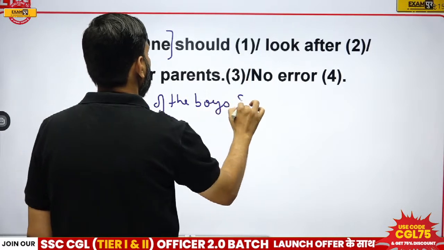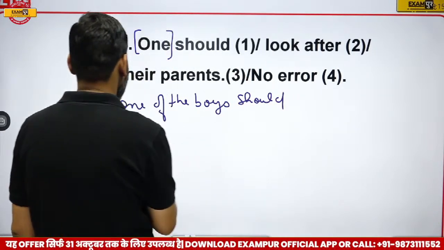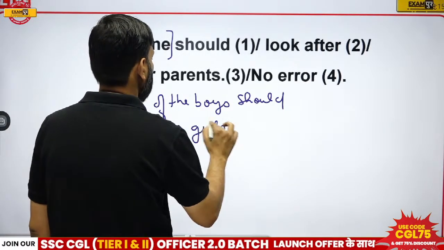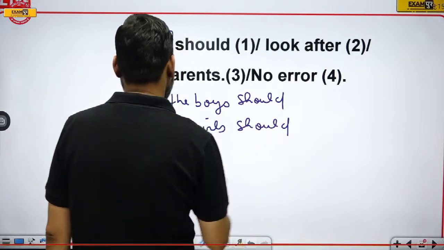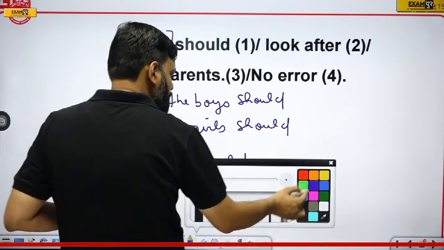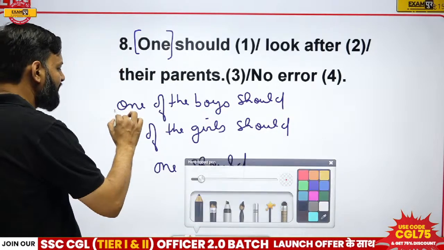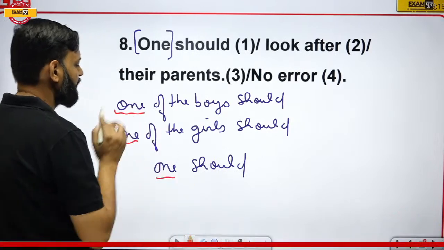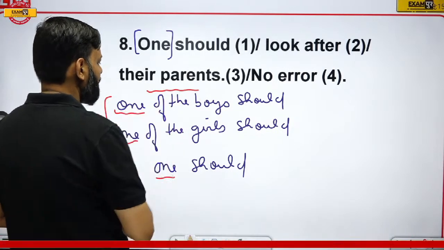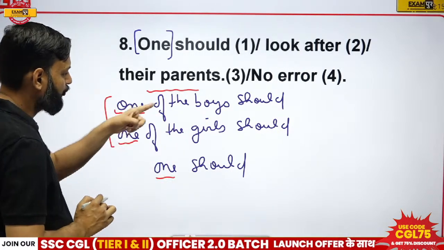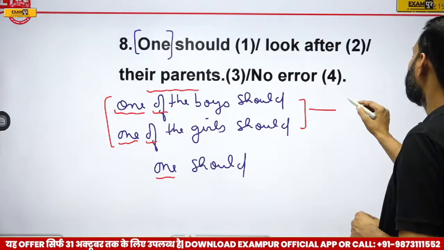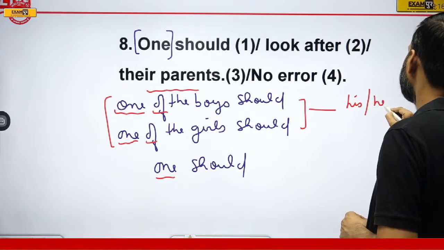One of the boys should. Okay, one of the girls should, and one should. Now you need to understand the difference between these words. When one is followed by of plus plural noun, its possessive should be his or her.